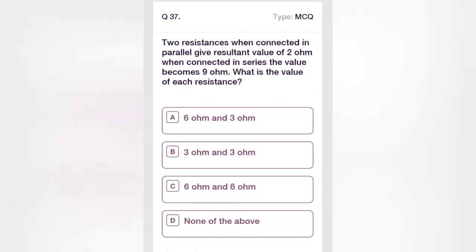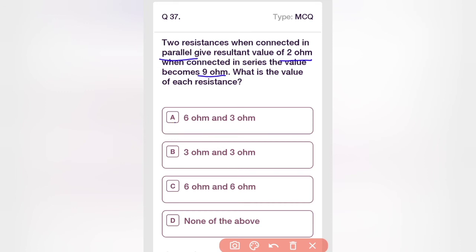Two resistances when connected in parallel give a resultant value of 2 ohm. When connected in series, the value becomes 9. So what they say is, let us have two resistances. When two resistances are connected in series, it will have 9 ohm, and when connected in parallel it has 2 ohm. So which one would it be?